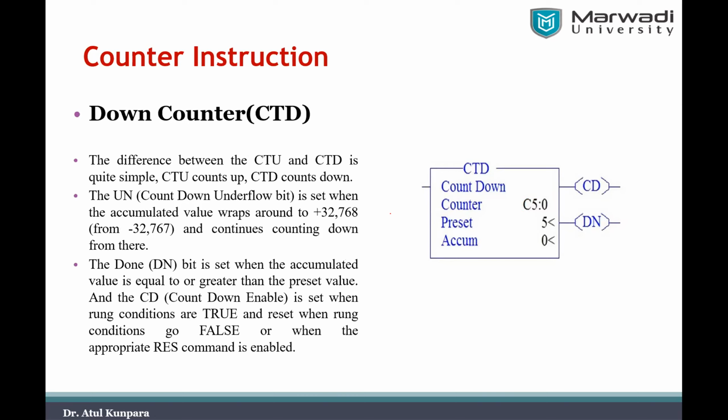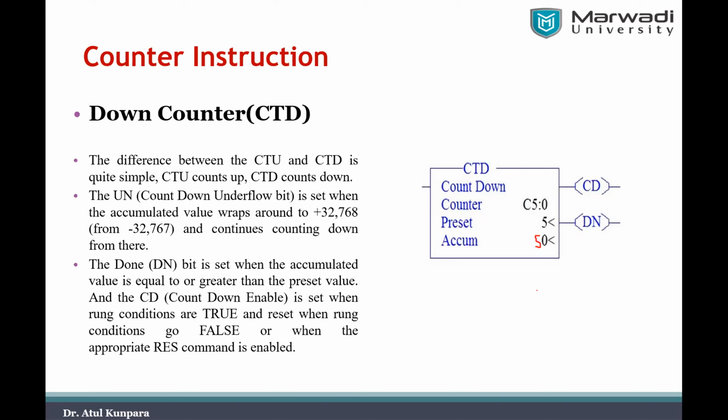Here you are going to start your accumulator value with a little higher value, more than your preset value. For example, right now I have given the preset value to be 5. And I'm entering, let's say, the accumulator value to be 50. So what this will do is give you the done bit in on condition, because your accumulator value is more than the preset value.